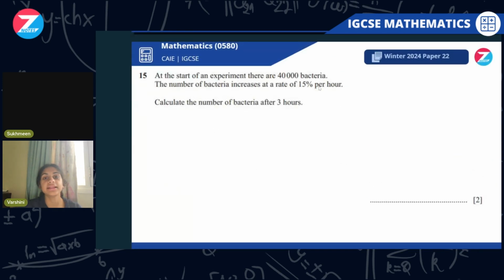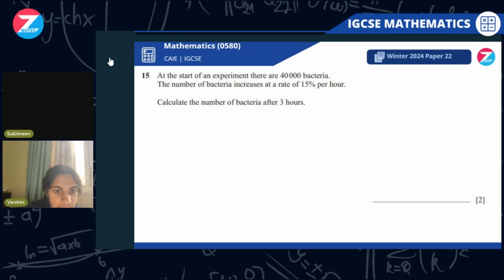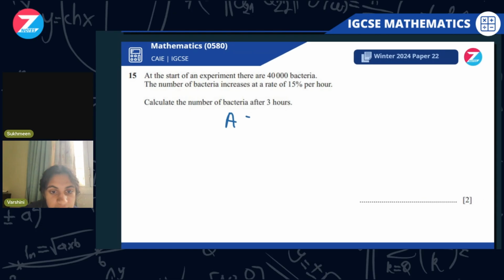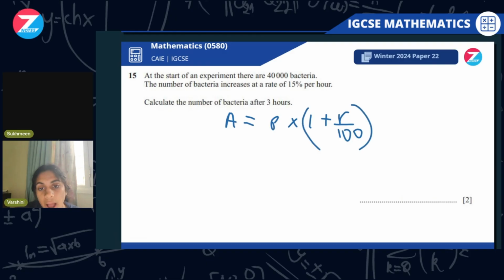Okay, 15. At the start of an experiment, there are 40,000 bacteria. The number of bacteria increases at a rate of 15% per hour. Calculate the number of bacteria after 3 hours. So we know for percentage increase, the amount is equal to the initial amount into 1 plus r by 100, to the power of however many times this is repeating.